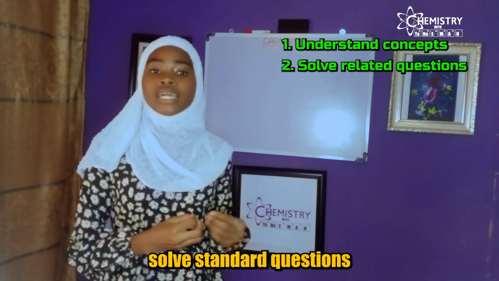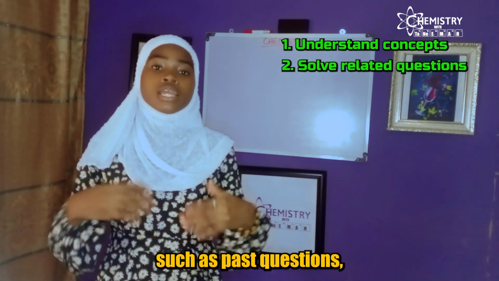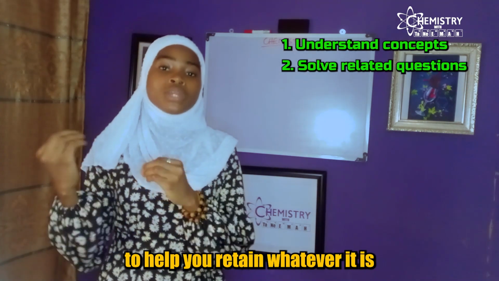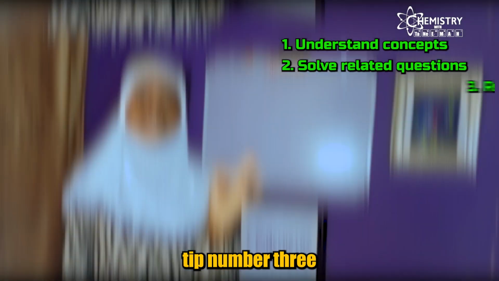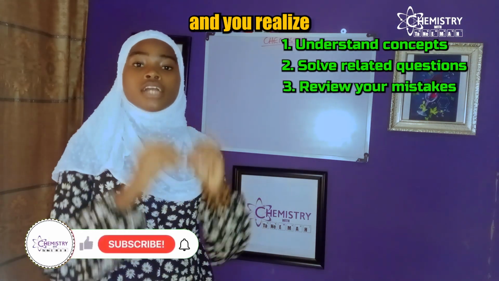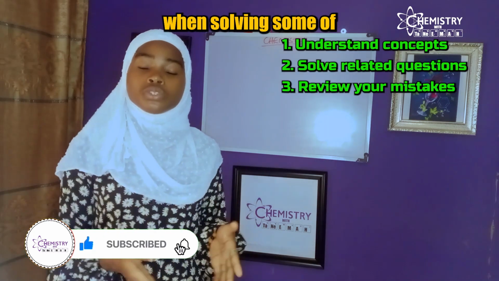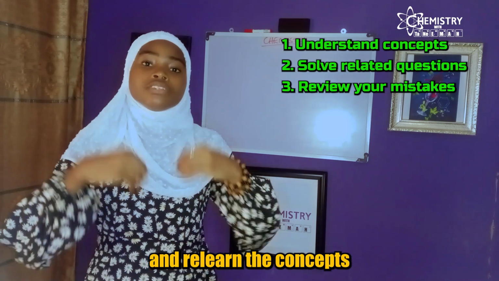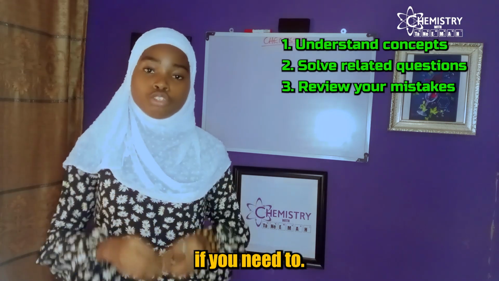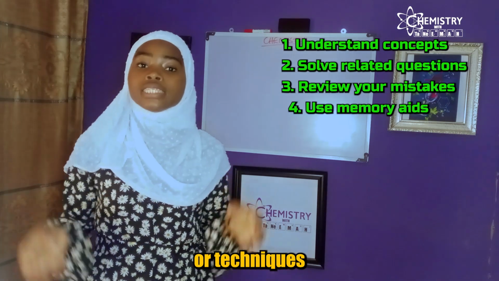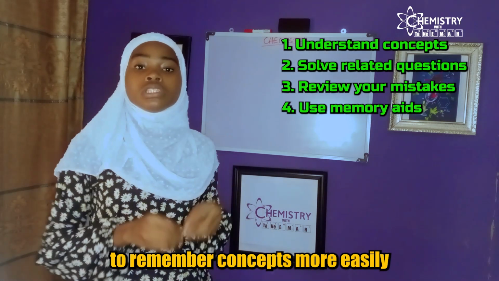Tip number two, immediately after reading, solve questions related to what you have read. Preferably, solve standard questions such as past questions, chemistry textbook questions, and so on and so forth to help you retain whatever it is you might have read. Tip number three, review your mistakes. After you must have solved questions and you realize that you probably made some mistakes when solving some of these questions, take your time to find out why you must have gotten it wrong and relearn the concept if you need to.